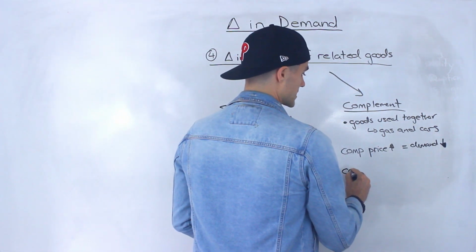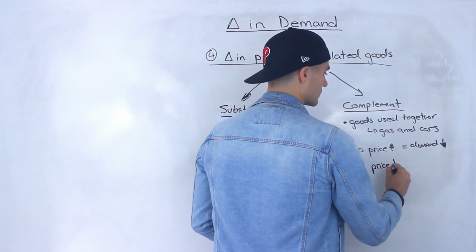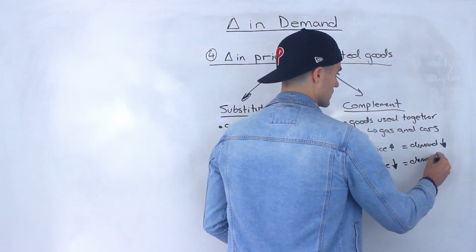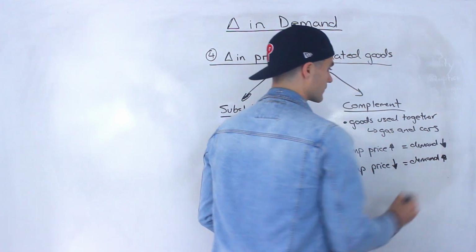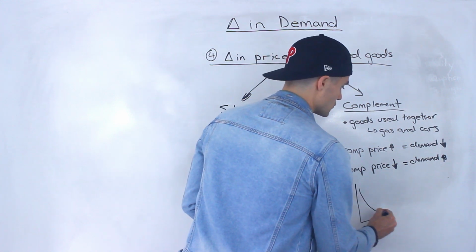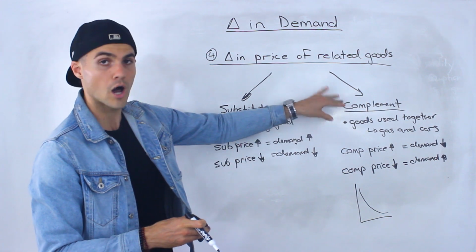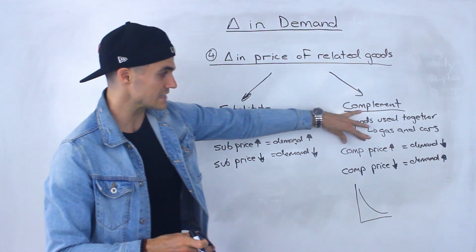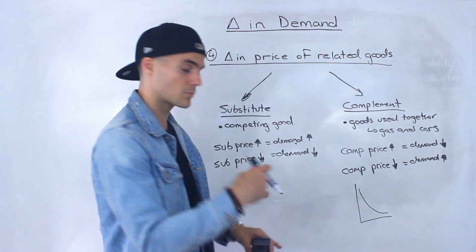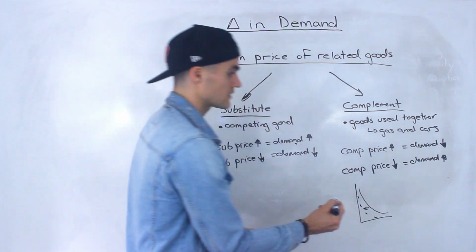Okay, and if gas prices go down, then the demand for cars is going to go up. So if you have a product or service and it's usually used in combination with another good, a complementary good, if the price of that complementary good goes up, then the demand for your product is going to go down. So it's going to shift that curve to the left.